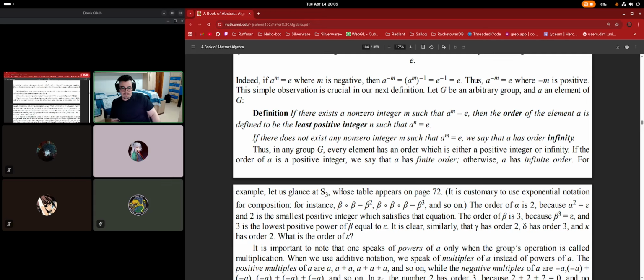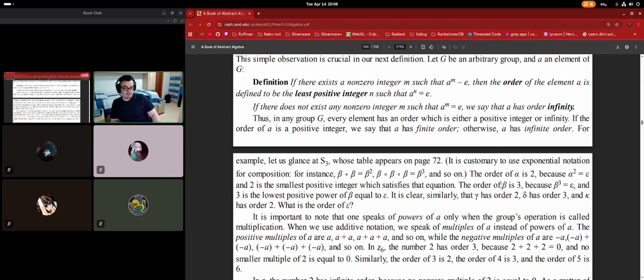For example, let us glance at S3. It's customary to use exponentiation. We've seen this before many times. The order of alpha is 2 because if you apply alpha twice, you get identity, and 2 is the smallest positive integer which satisfies the equation.